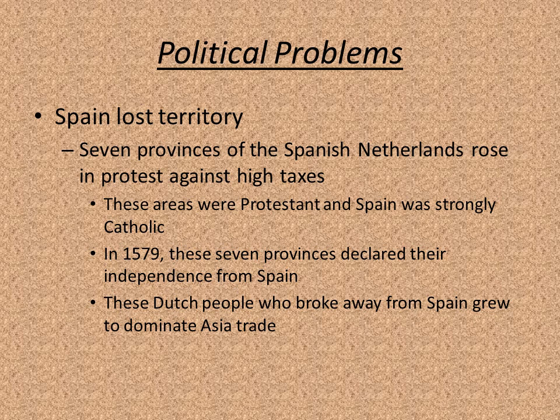Now, Spain was also facing some serious political issues at this time. Under Philip II, they lost a lot of territory. Now, the most important territory that they lost was in the Spanish Netherlands, and that's a part of Northern Europe, kind of near England, also near where Germany and France are. And these were areas that were Protestant. Remember, Spain was strongly Catholic, so these two areas didn't really agree, but they did bring a lot of wealth to Spain.